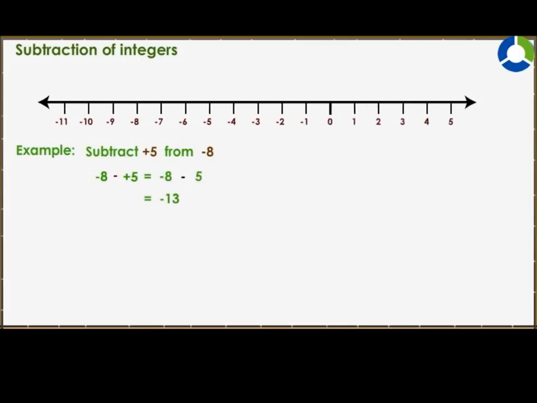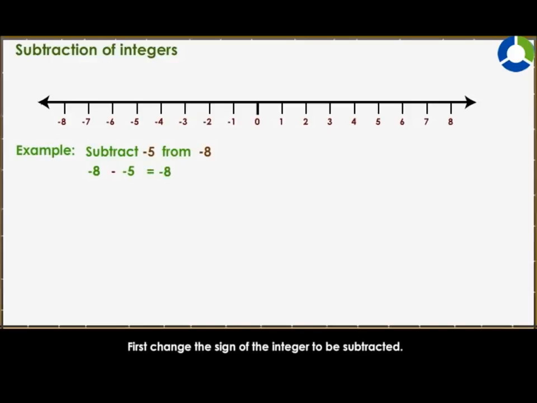We get negative 13. Subtract negative 5 from negative 8. To subtract negative 8 minus negative 5, first change the sign of the integer to be subtracted. That is, negative 5 changes to positive 5. Then add negative 8 and positive 5. We get negative 3.